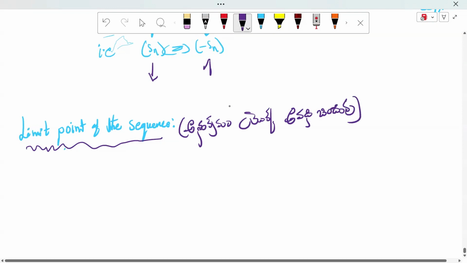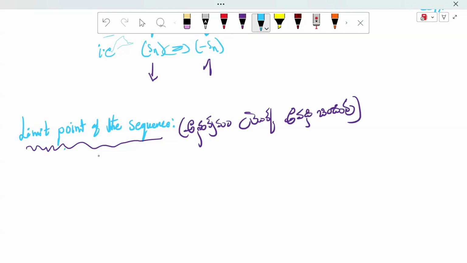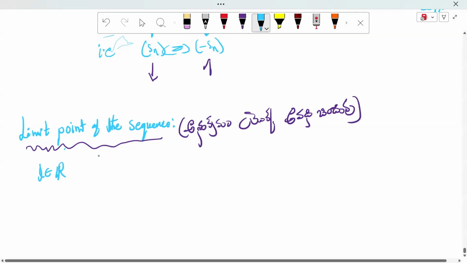Sir, anyway, here L belongs to R. L is any real number. A real number is said to be the limit point of the sequence.